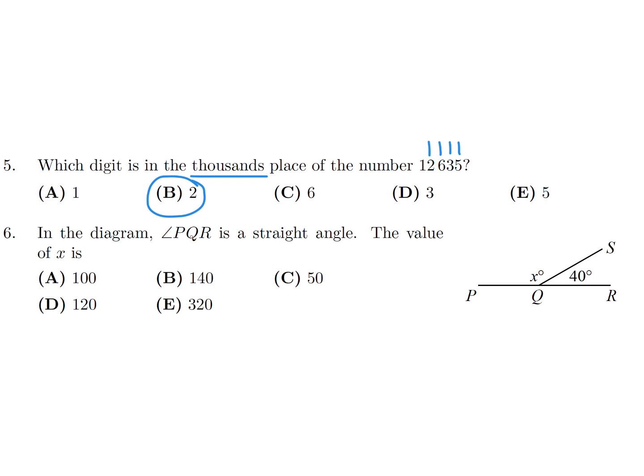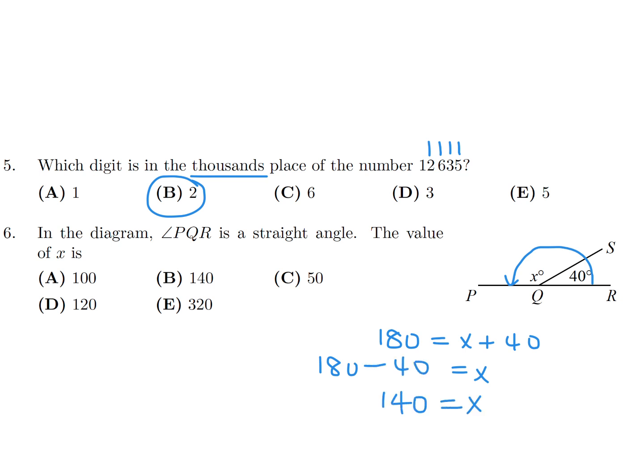In the diagram, PQR is a straight line, the value of x is. So all the way across is 180. So that would mean x plus 40 is 180. And if you do this algebra, it would be 180 minus 40 would be the value for x. And that is 140. And therefore that would be B.